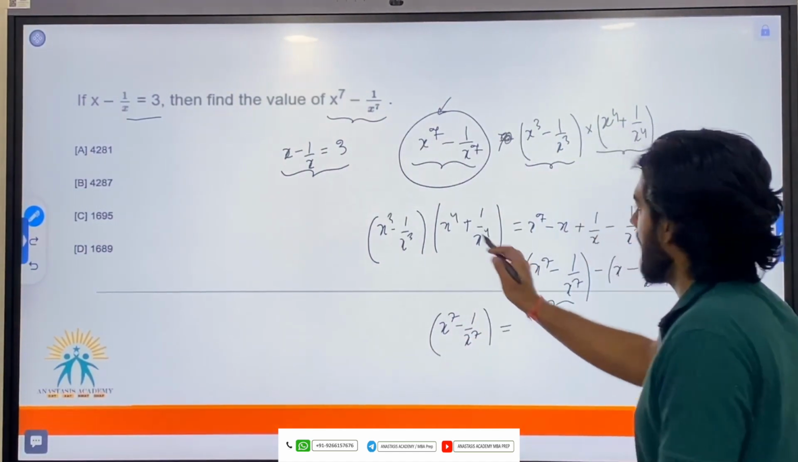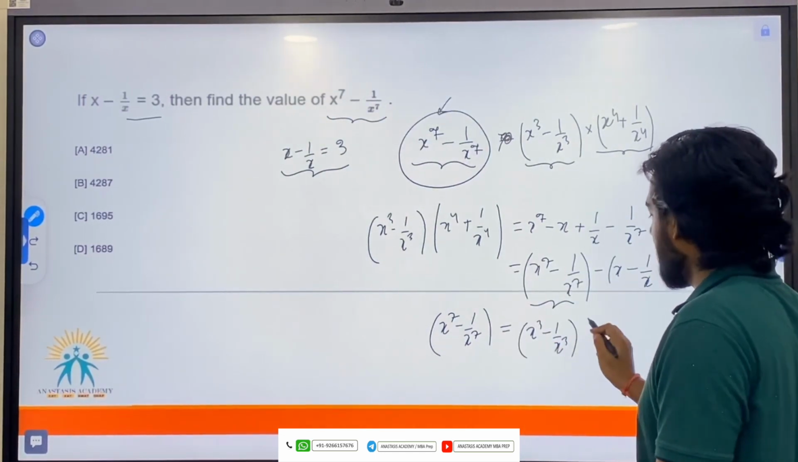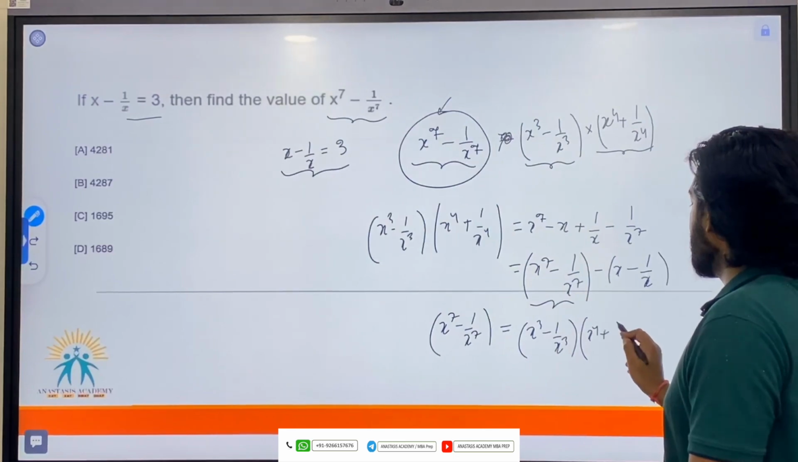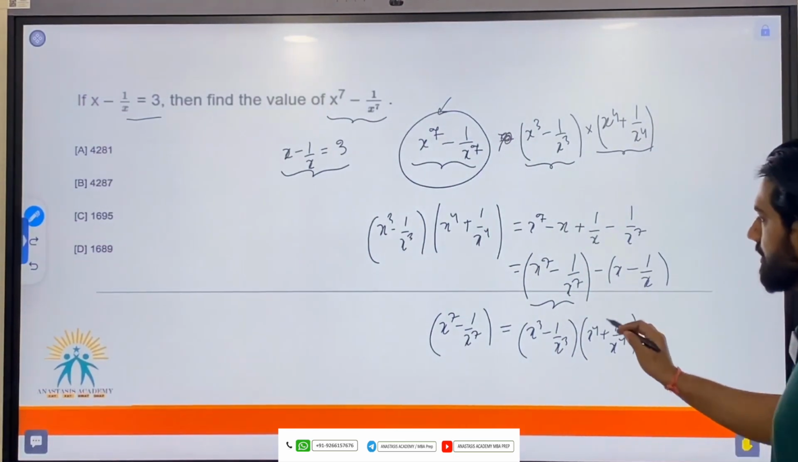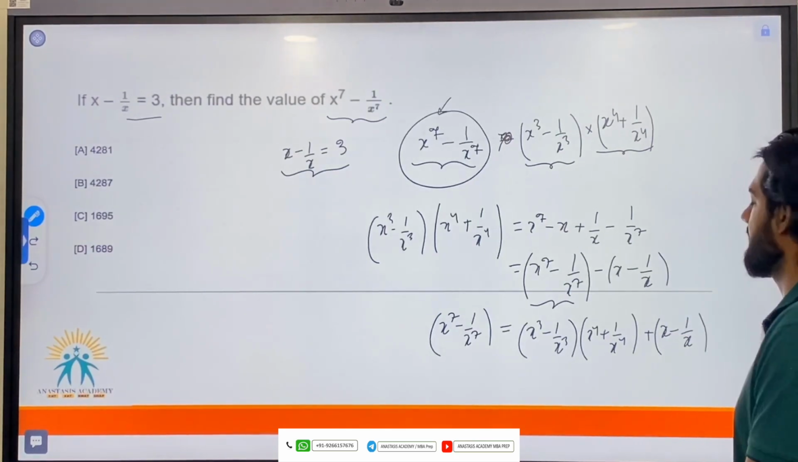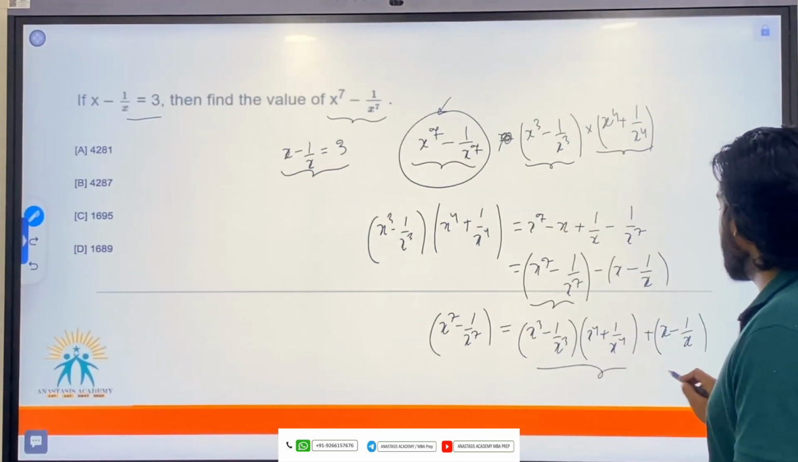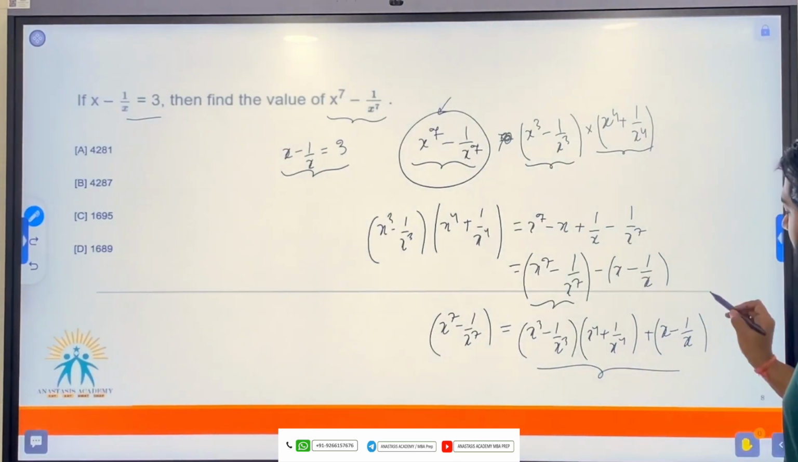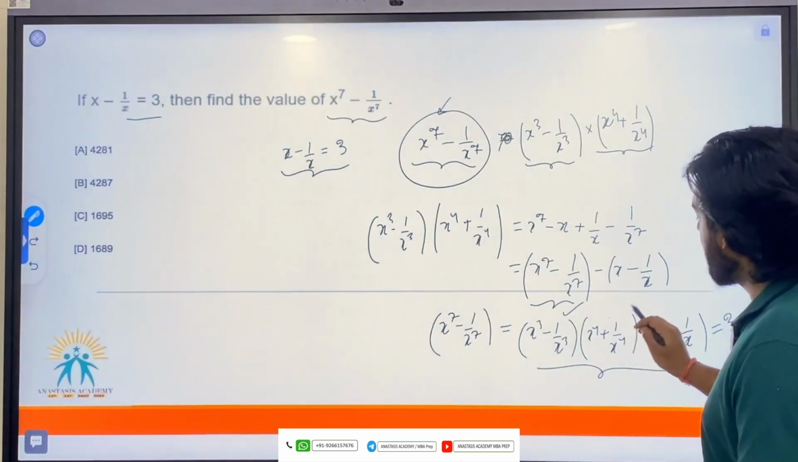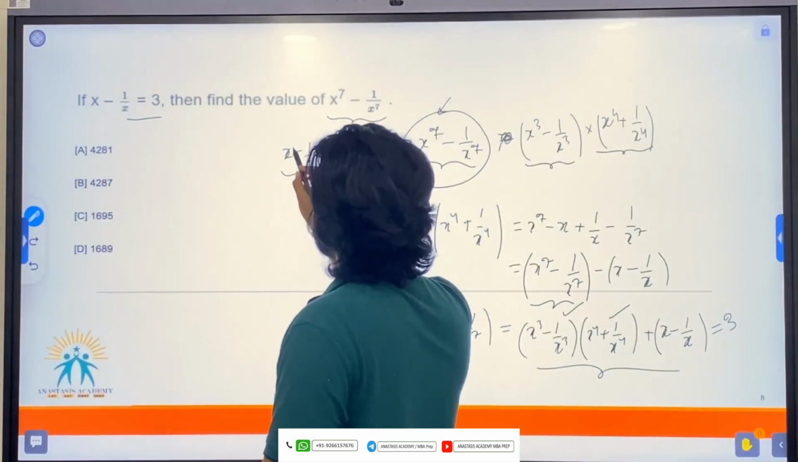it becomes x raised to the power 3 minus 1 upon x raised to the power 3 into x raised to the power 4 plus 1 upon x raised to the power 4 plus x minus 1 upon x. So to find the value of this expression, I need the value of these three expressions. This much I know is given as 3. I have to find the value of cubes and power 4 of this expression.